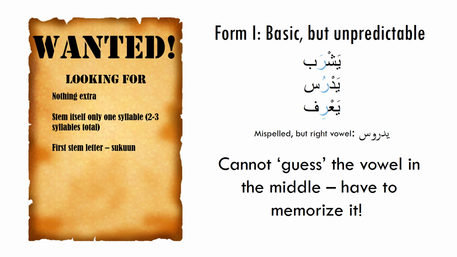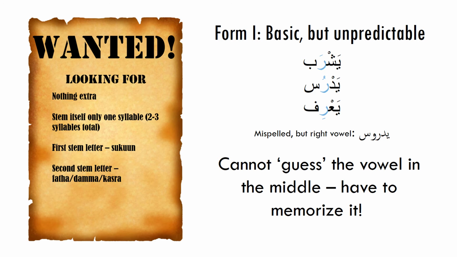That's really important. The second stem letter can either have a fatha, a dhamma, or a kasra. And you are not going to know which one of those is going to appear on a particular verb. So every verb just has to memorize how it's pronounced, all right? So we say yashrab with a fatha, yadrus with a dhamma, and ya'arif with a kasra.